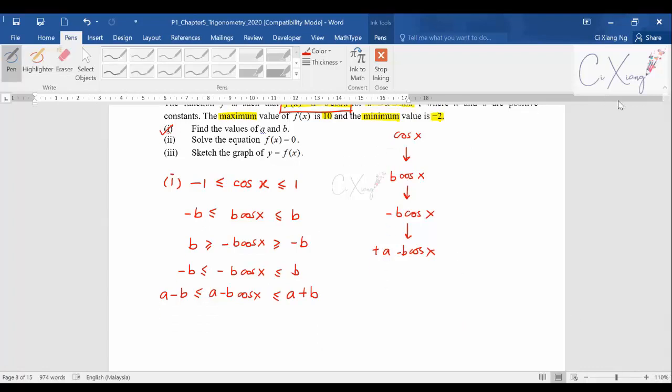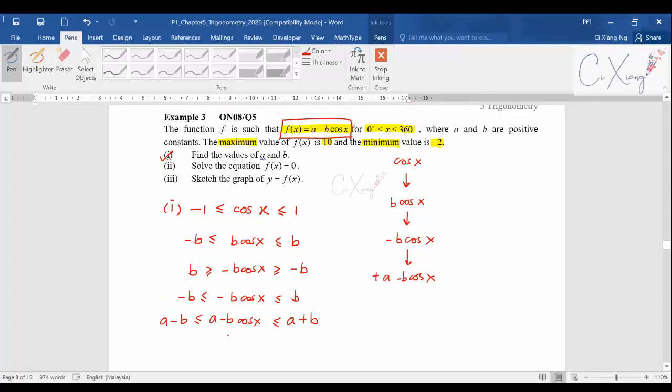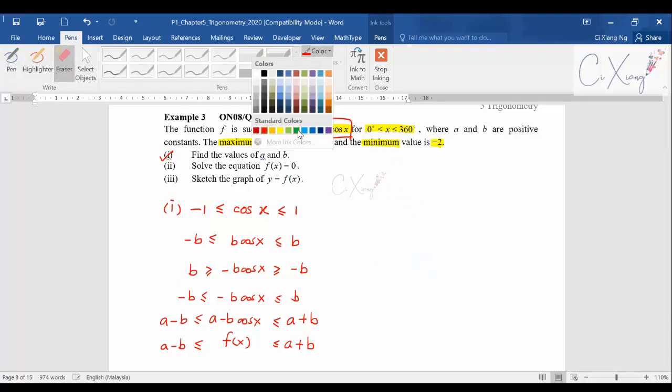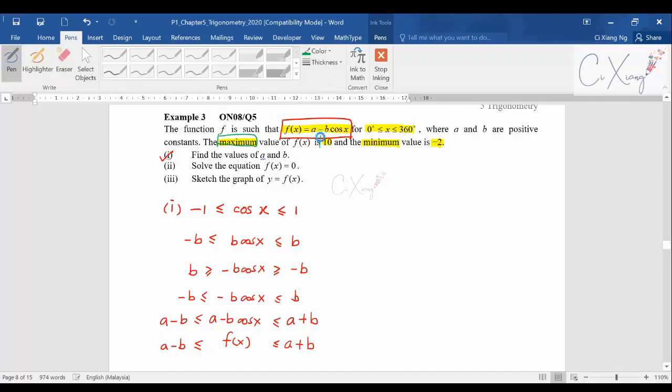Okay, and now, when you do until this step, what is a minus b cos x? So actually the a minus b cos x is your fx, clear or not? Okay, so they say your fx is between a minus b and also a plus b. So that means if you read the question again, since they say that the maximum value is 10, that means this value itself is the maximum value, which is 10. Because the range for fx is a minus b until a plus b. Therefore, the maximum value means this will be the maximum value, and the minimum value is negative 2. So which means also this value is negative 2.